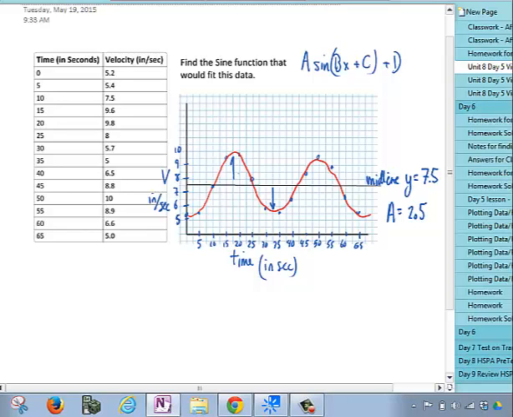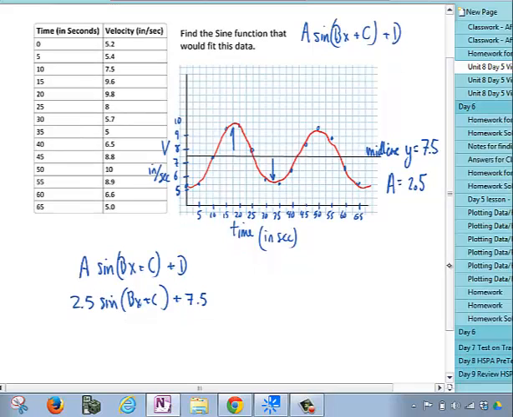What we did before was we talked about how we're trying to fill in all the blanks for the sine function. We already have some of them filled in: we have 2.5, we know it's a sine function, and we know the midline is at 7.5. We need to figure out what bx plus c is.